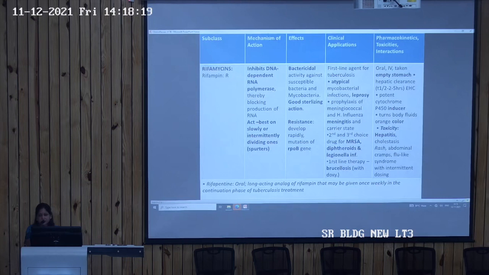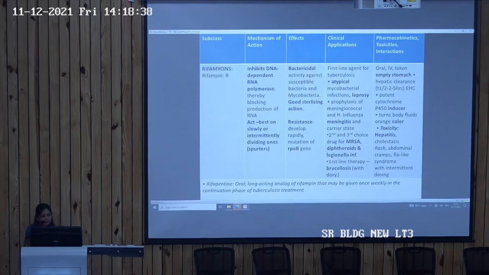Now it is always given on an empty stomach. What is important in pharmacokinetics is that it is given on an empty stomach because food inhibits its absorption. There is hepatic clearance, so rifampicin can be given safely in renal failure cases.